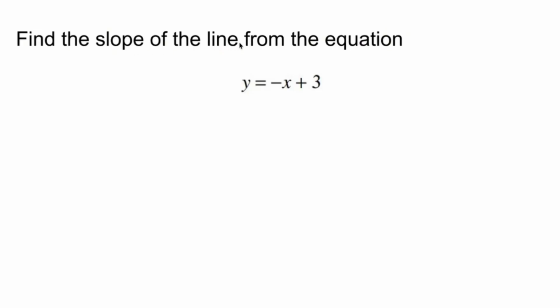Find the slope of the line from the equation. I am given an equation in what's called slope-intercept form. So what I'm going to do is compare this to slope-intercept form. Slope-intercept form is y equals mx plus b. When y is all by itself, the number in front of x is my slope, and the number floating around is my y-intercept. So I can line everything up, and notice that the number in front of x is my slope.